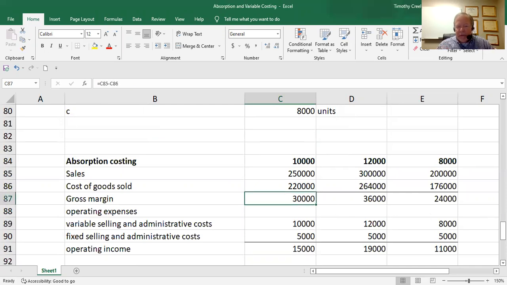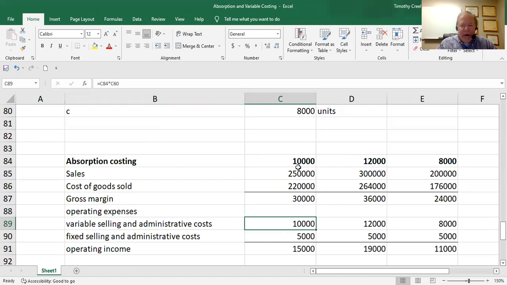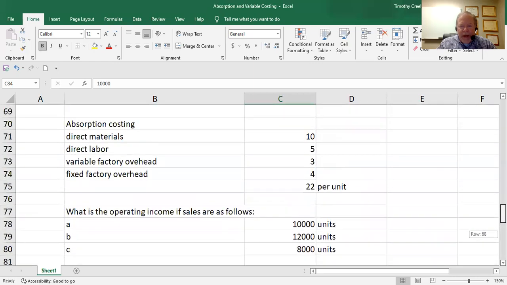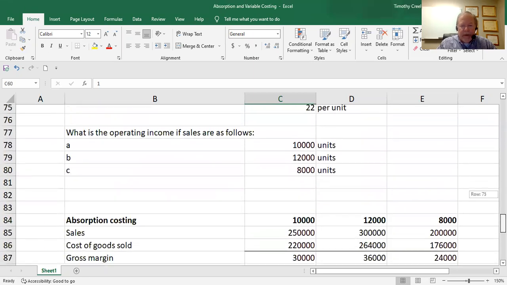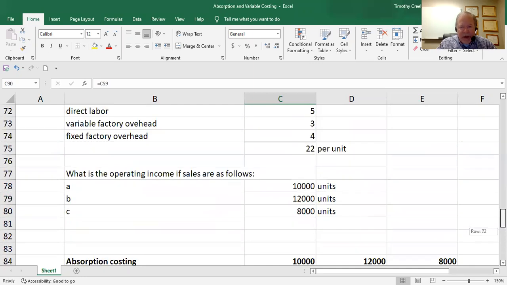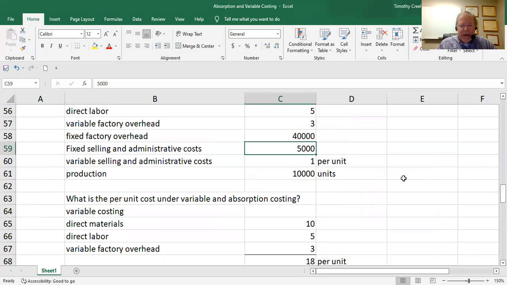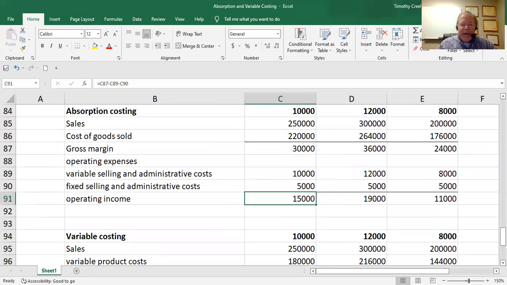Sales minus cost of goods sold would give us a gross margin. And again, as you can see here, absorption costing follows a traditional multi-step income statement format. Now, we would then take away our operating expenses, which would be the variable selling and administrative cost, which you can see is the number of units sold times the variable selling and administrative cost per unit of $1. So that would give us 10,000. And then the fixed selling and administrative cost was basically given to us here as 5,000. That would also be deducted. And we would have operating income of $15,000.